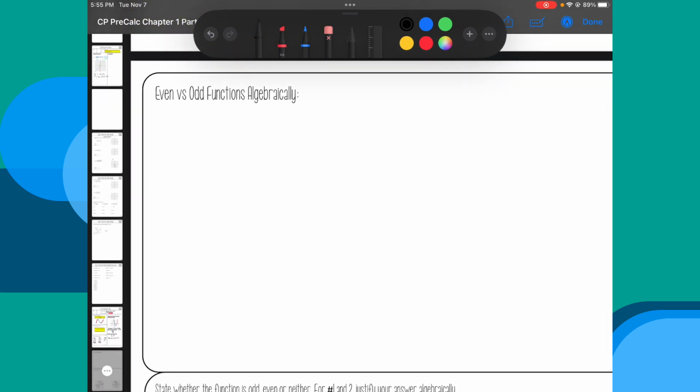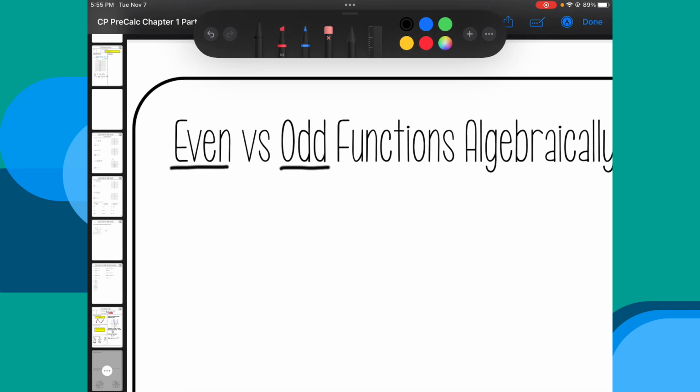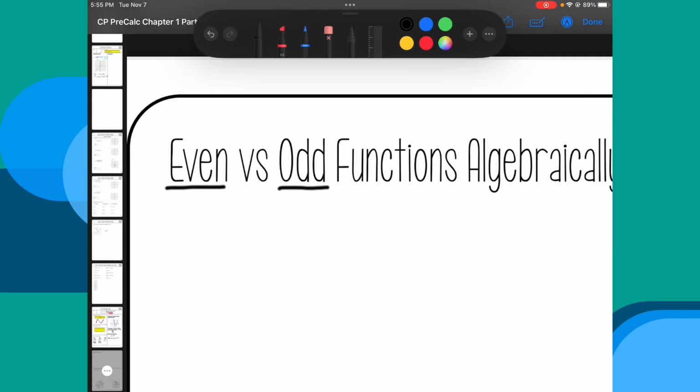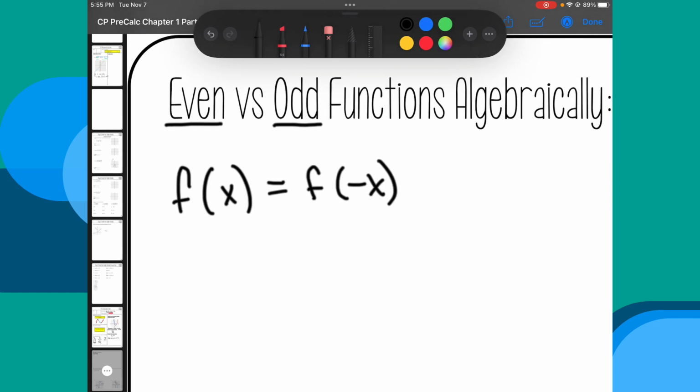Okay, let's hop over to the back, and we're going to talk about even and odd functions algebraically. One way you can determine an even or an odd function is by looking at the graph. The other way is we can prove it algebraically. If we have our function f of x, and we plug in a negative x and we get the same function, that means we have an even function. So let me show you an example.